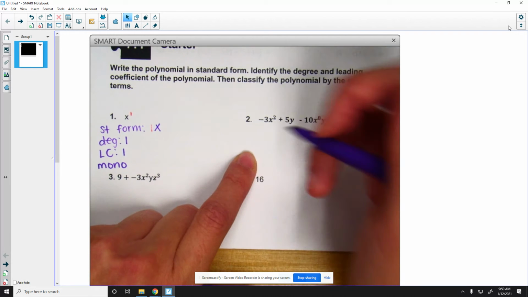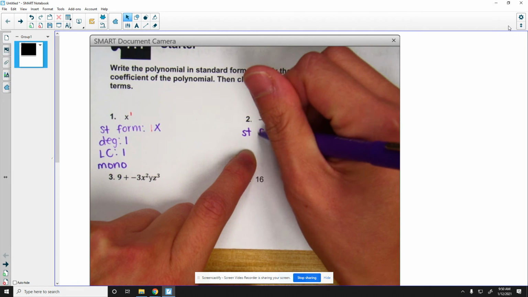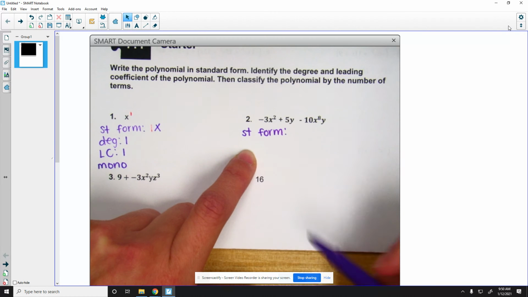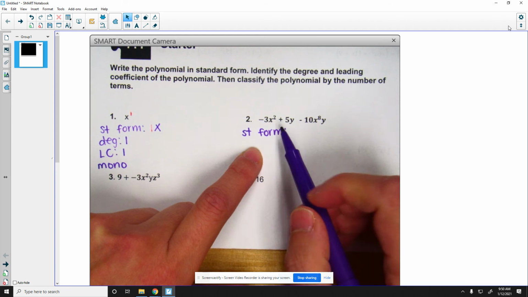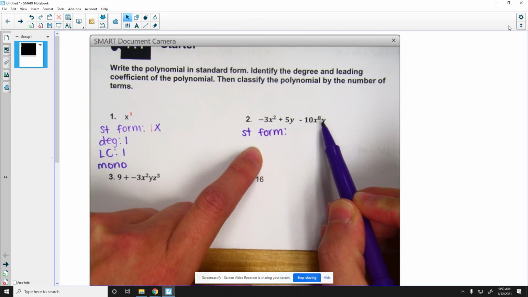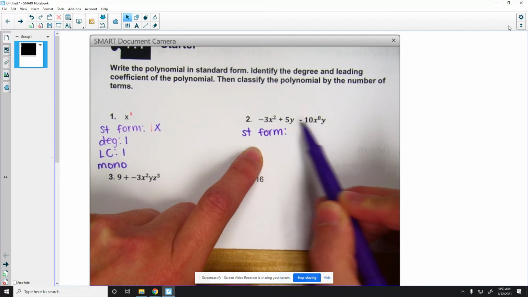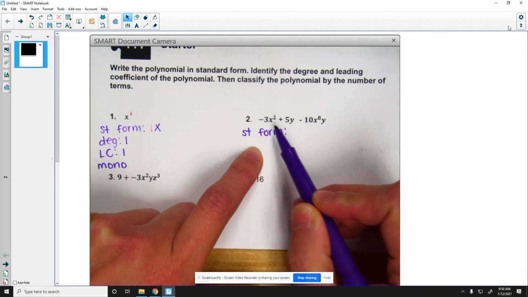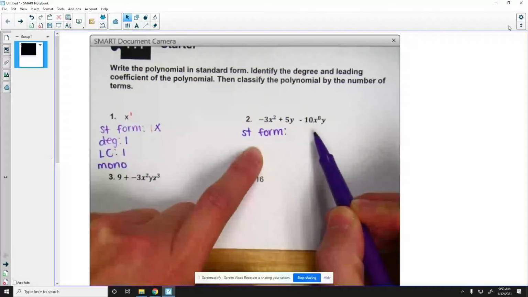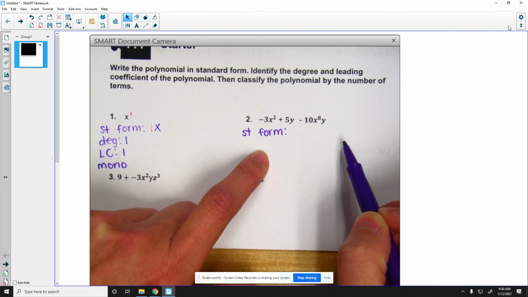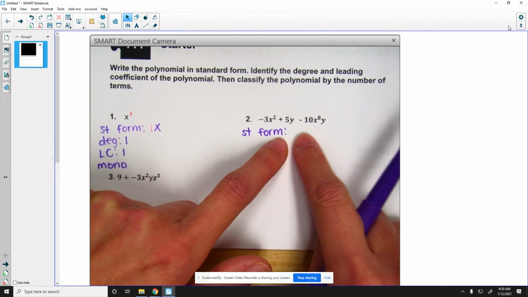For number 2, same exact thing again. First thing I want to do is write it in standard form. So this time I actually do have to rearrange it. So when I rearrange these things, first of all, to see if it's positive or negative, you always look at the symbol before. So this is a negative, this is a positive, and this is a negative. Okay, look at the biggest exponent and then do the next biggest and then the next biggest. Does someone think they can write this in standard form for us?